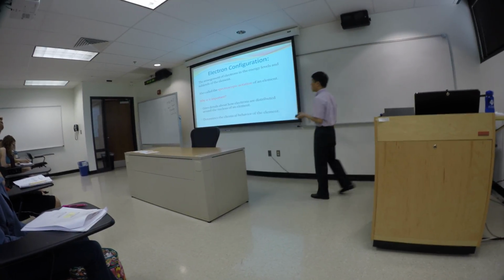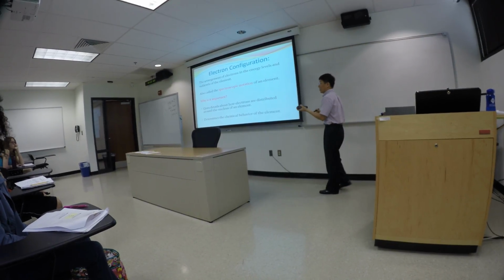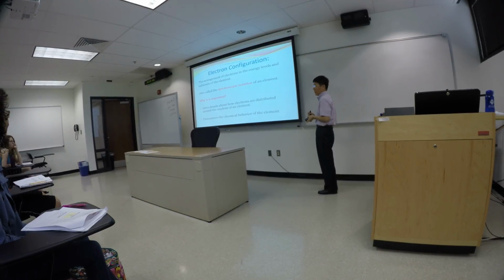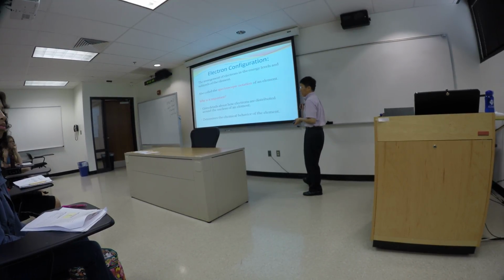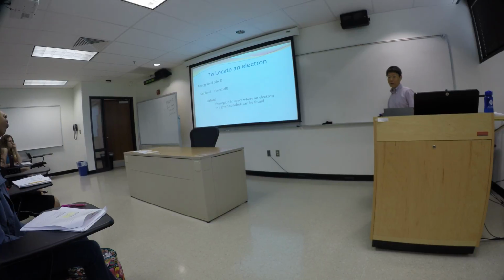Okay? And the chemical behavior of an element solely depends on how many electrons we have, and how many of what we call the valence electrons we have. Okay? So the valence electron is what determines the chemical property. How do you define valence electron? How do you define core electron? It's something that we want to look at in this particular chapter.